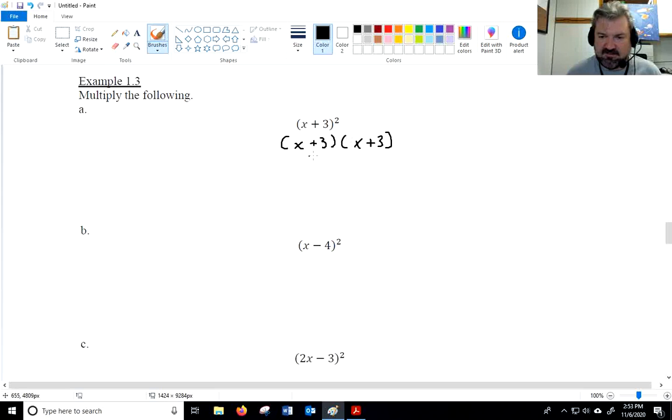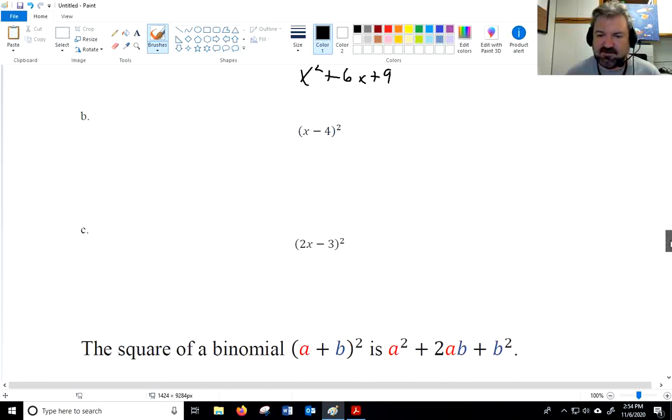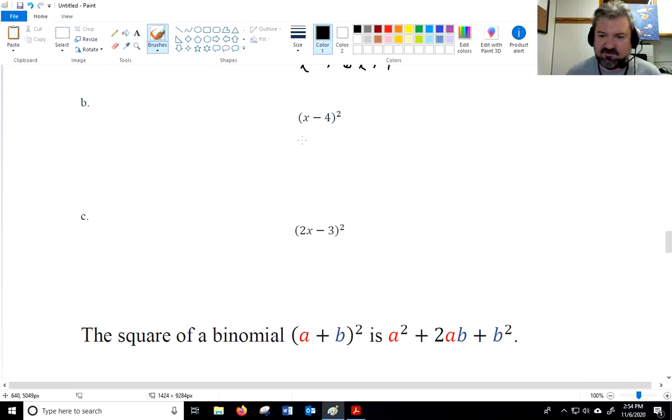When I square, I get x times x is x squared. x times 3 is plus 3x. Then 3 times x is plus 3x. And then 3 times 3 is plus 9. And I'll combine like terms. x squared plus 6x plus 9. So you can see that squaring a binomial, that's two terms, equals a trinomial. Let's try another one. x minus 4 squared.